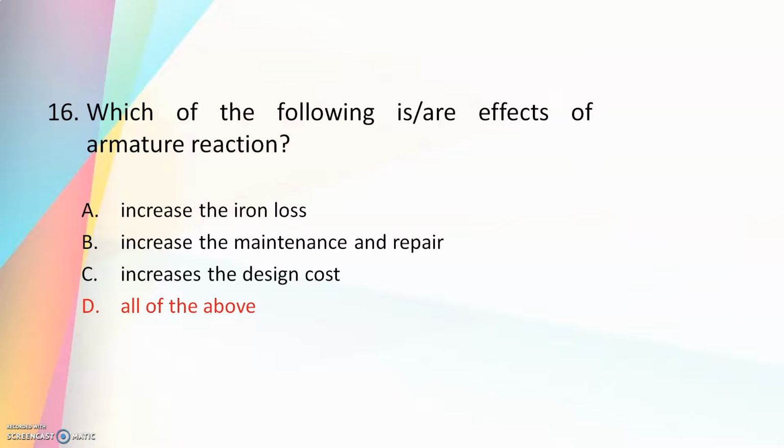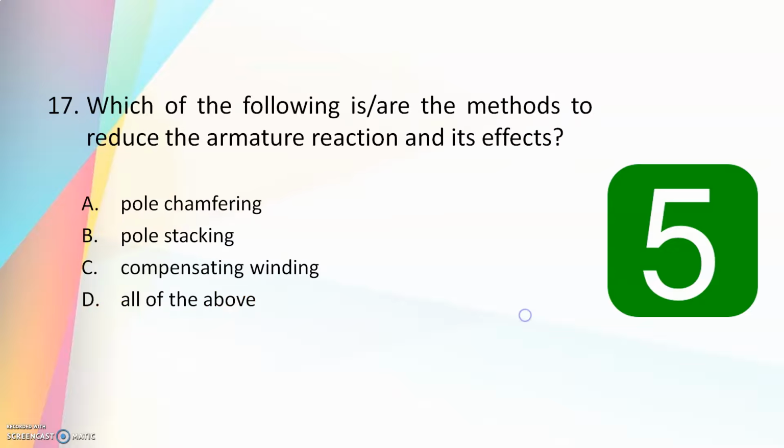Because due to armature reaction, the flux density is increased under one half of the pole, so iron losses increase. And the commutation process deteriorates and severe sparking is produced at the brushes. To improve commutation, interpolar and compensating windings are placed, so the design and maintenance cost increases. Therefore, all the above are the effects.